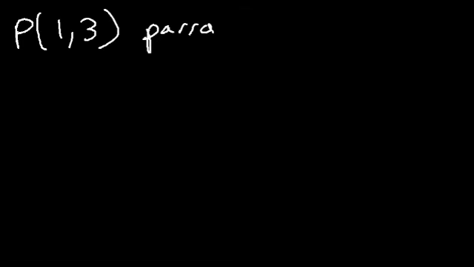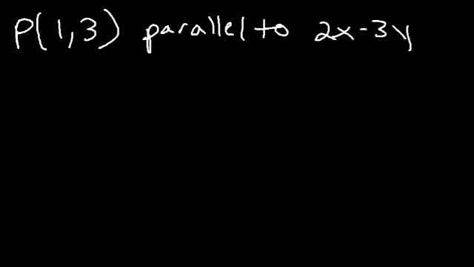Now sometimes you may need to write the equation of the line given another parallel or perpendicular line. So let's say you want to write the equation of the line that passes through the point 1, 3 and that's parallel to the equation 2x minus 3y minus 5 is equal to 0. How would you do it?